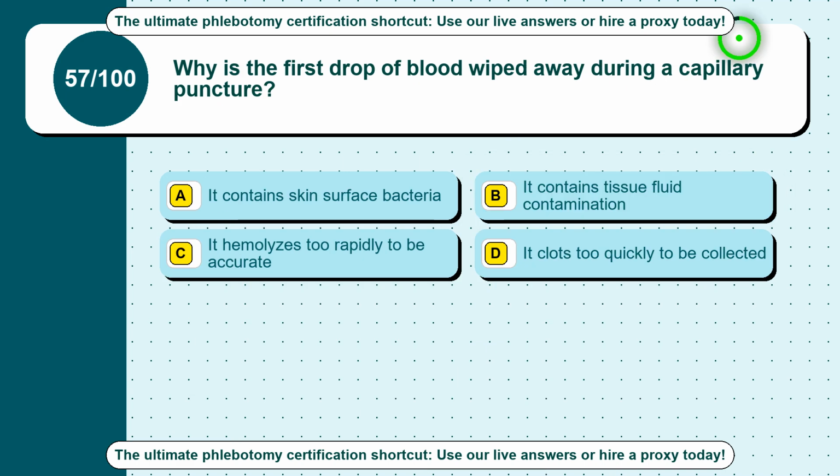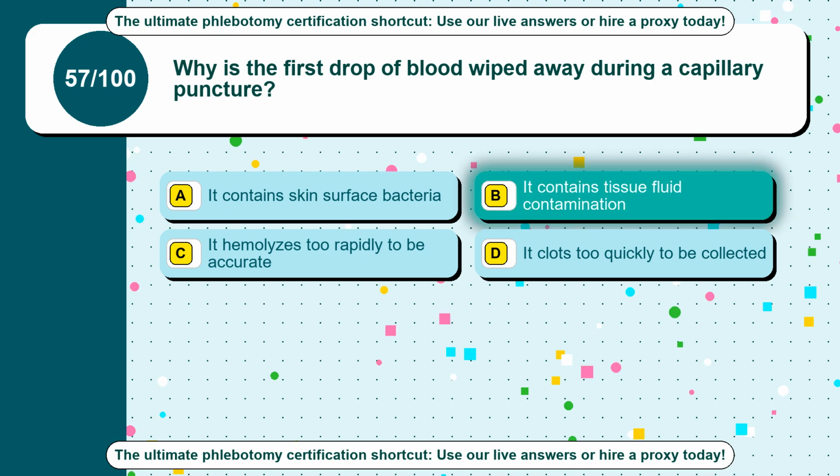Question 57. Why is the first drop of blood wiped away during a capillary puncture? Option A, it contains skin surface bacteria. Option B, it contains tissue fluid contamination. Option C, it hemolyzes too rapidly to be accurate. Option D, it clots too quickly to be collected. The correct answer is option B. It contains tissue fluid contamination.